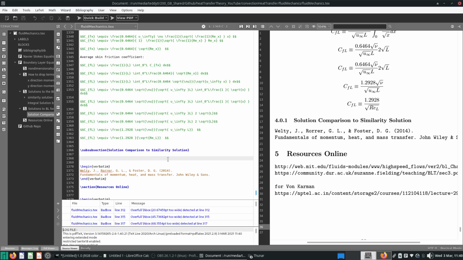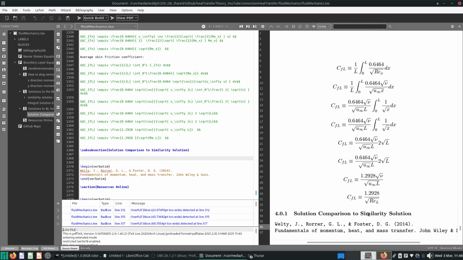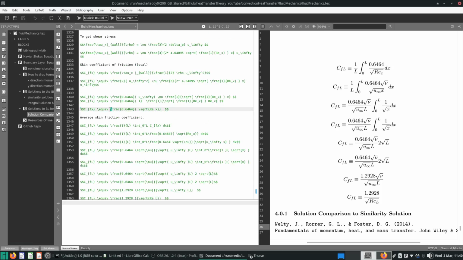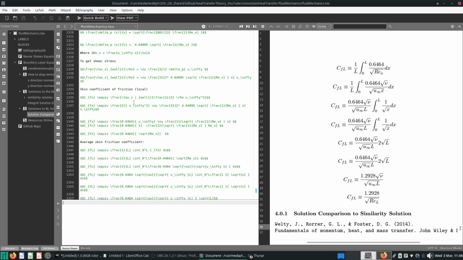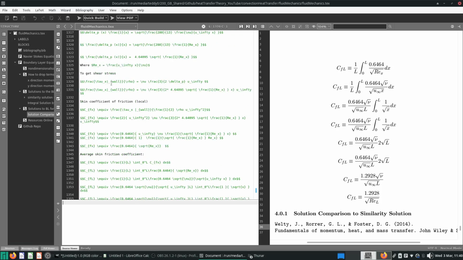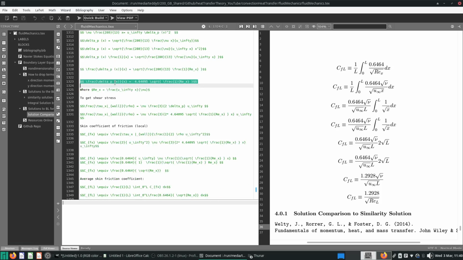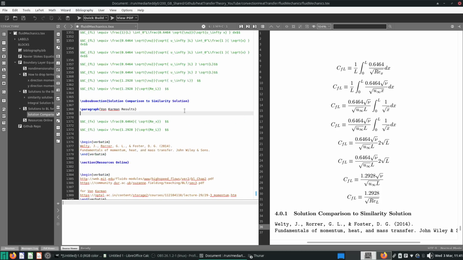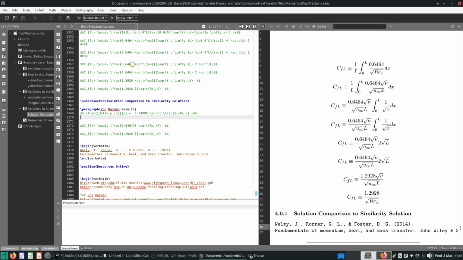Okay, so what are the results? Okay, so von Karman. The von Karman results are as follows: CFL is this, CFX is this, and of course the boundary layer thickness is like that. Okay, this is the approximate solution.